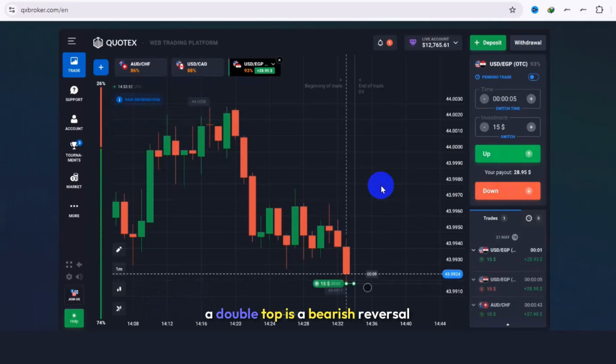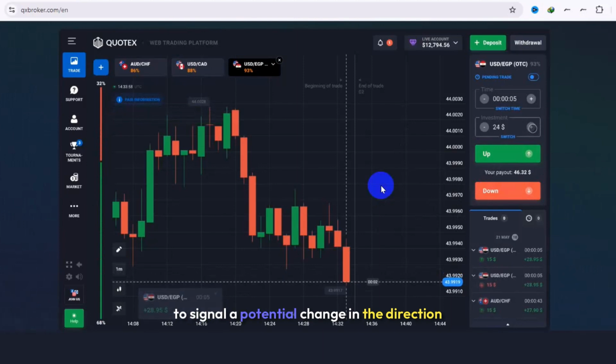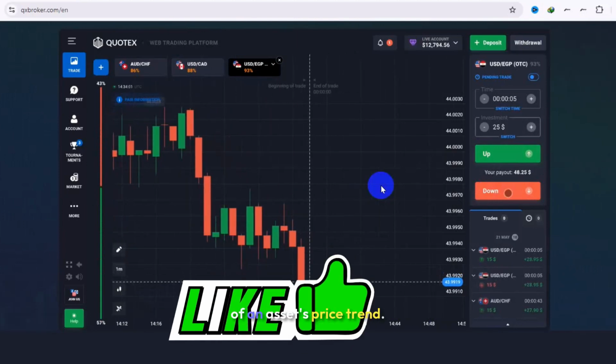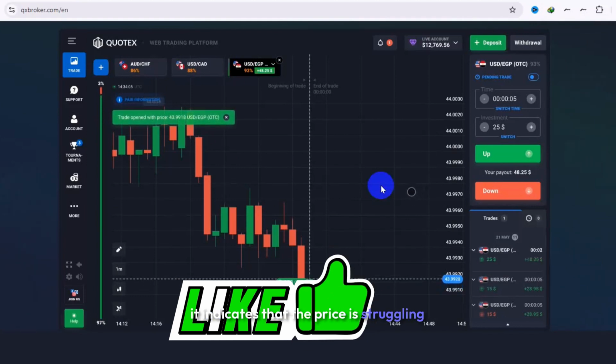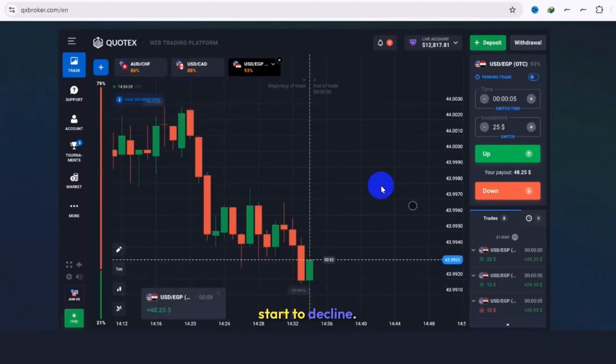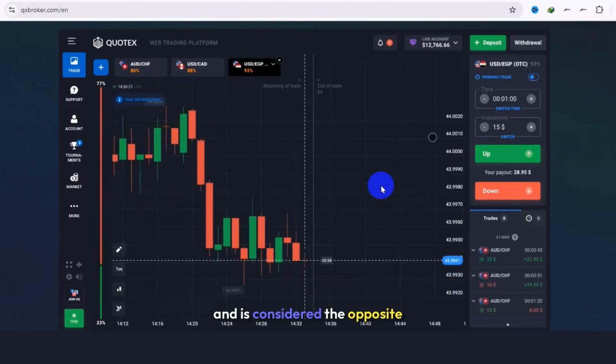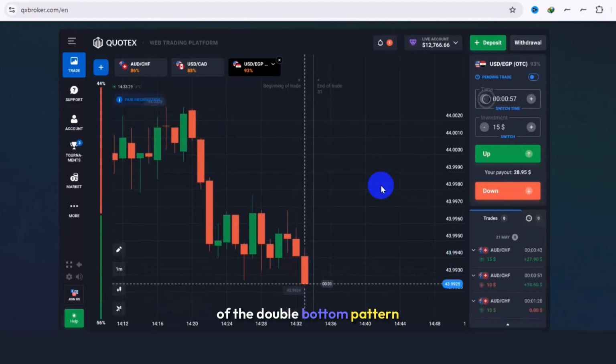B. A double top is a bearish reversal pattern commonly used in technical analysis to signal a potential change in the direction of an asset's price trend. It indicates that the price is struggling to break above a certain level and may soon start to decline. The pattern resembles the letter M and is considered the opposite of the double bottom pattern.